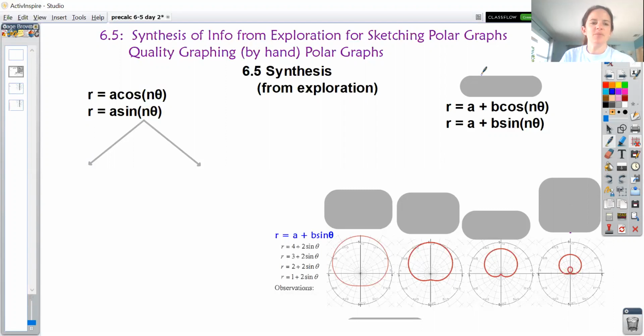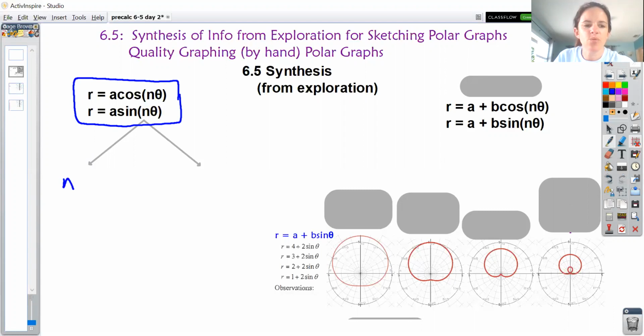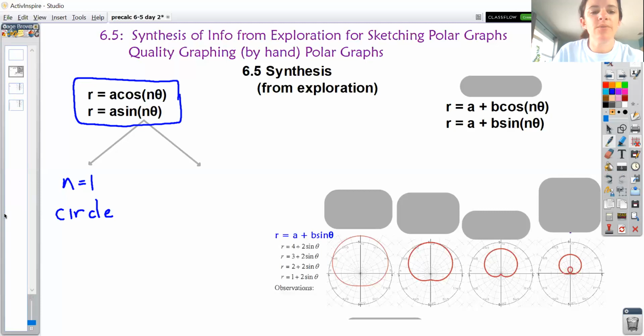First off, we did these, any polar graph that was in this category over here. And if n was 1, then that would be like a one-petaled rose, but turns out that's not actually a one-petaled rose, that's a circle. So while it's not necessarily wrong to call it a one-petaled rose, we would want to call it by the better name, which is the more specific name, which is a circle. But if n was greater than 1, then this is called a rose. These are all in the rose category.